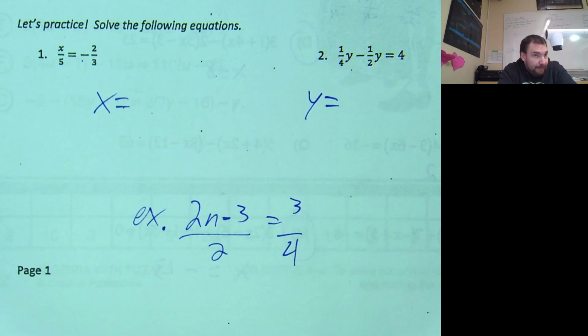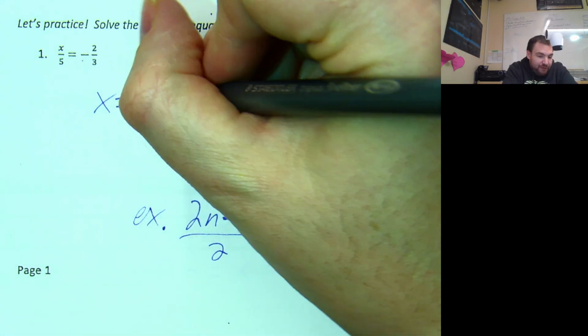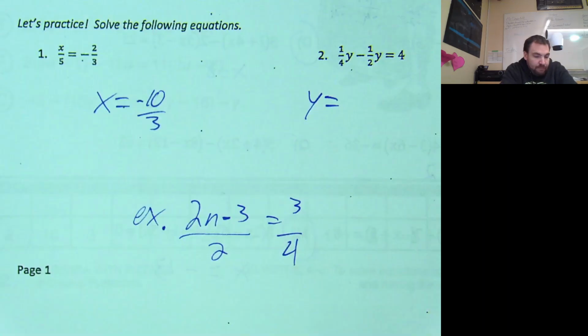Okay, for number 1, what do we get? Sure, yeah, Ria, what'd you get? Negative 10 over 3, cool. And then y equals what? Question number 2. Emina.